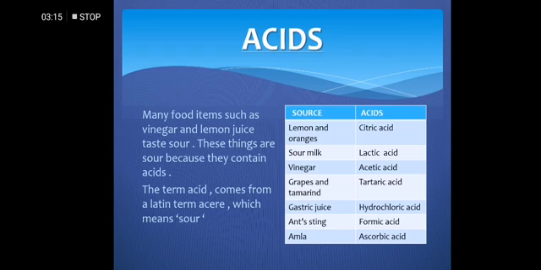Lemon and oranges are a good source of citric acid. Milk and curd are rich in lactic acid. Acetic acid is found in vinegar. Grapes and tamarind contain tartaric acid. And gastric juice that is secreted in our stomach also has an acid, that is hydrochloric acid. Ant sting also contains an acid which causes irritation to the skin, and that acid is formic acid. Amla is a good source of ascorbic acid.